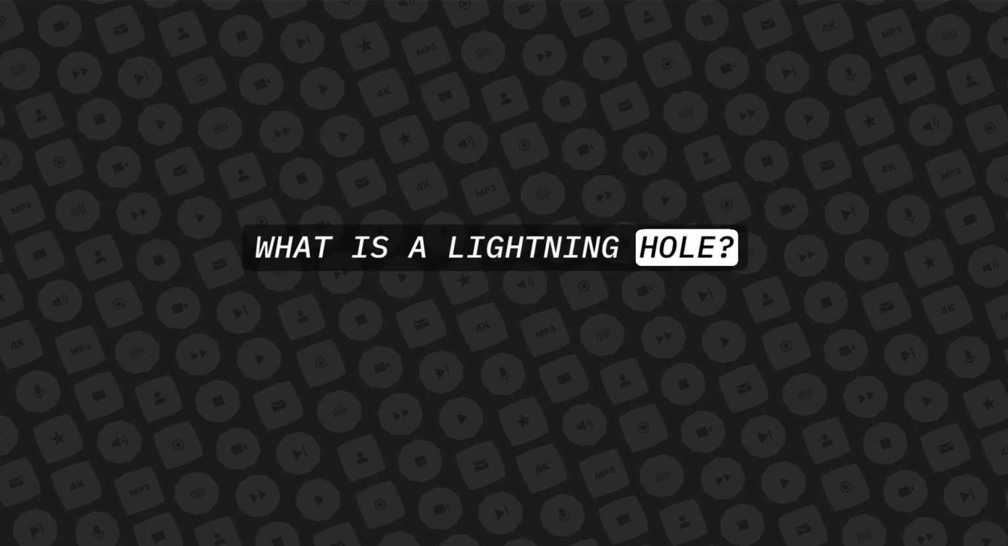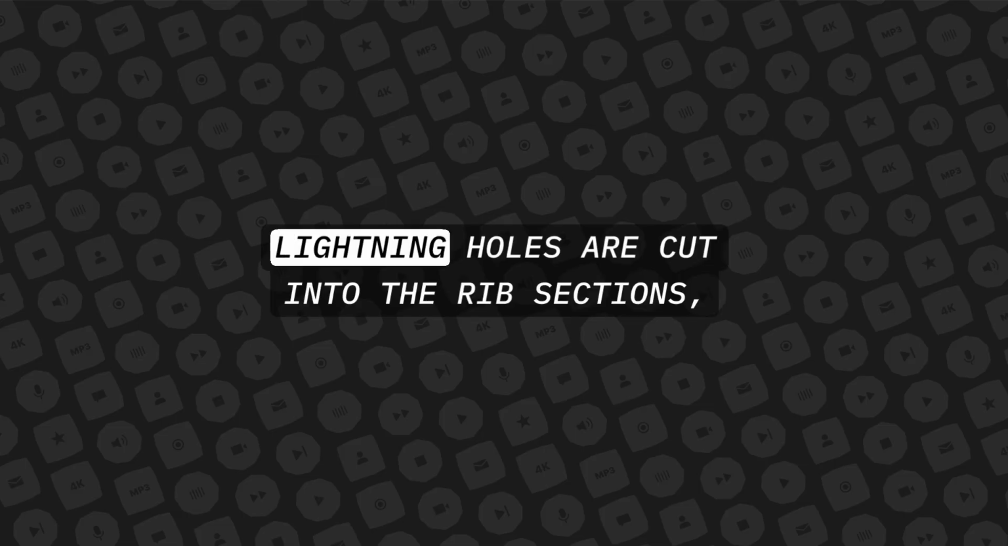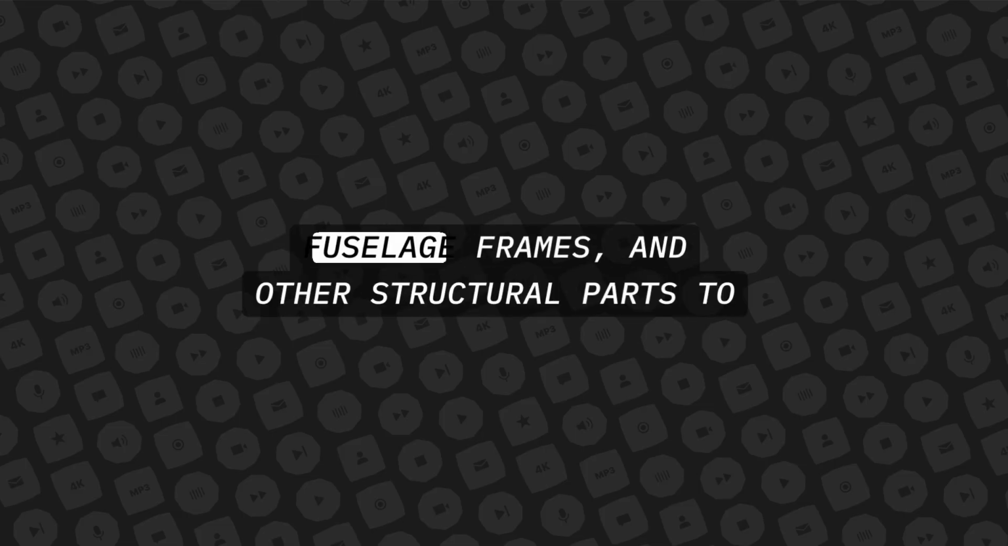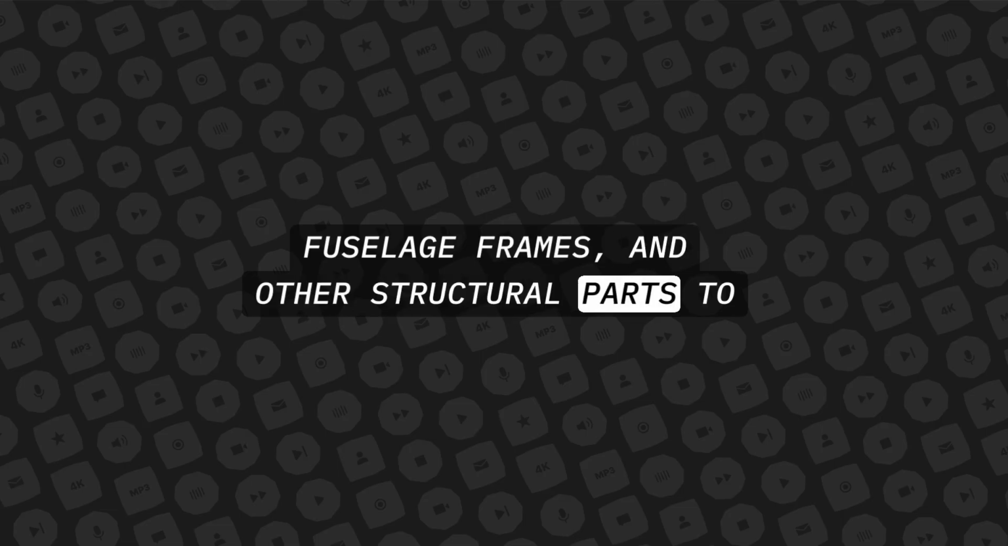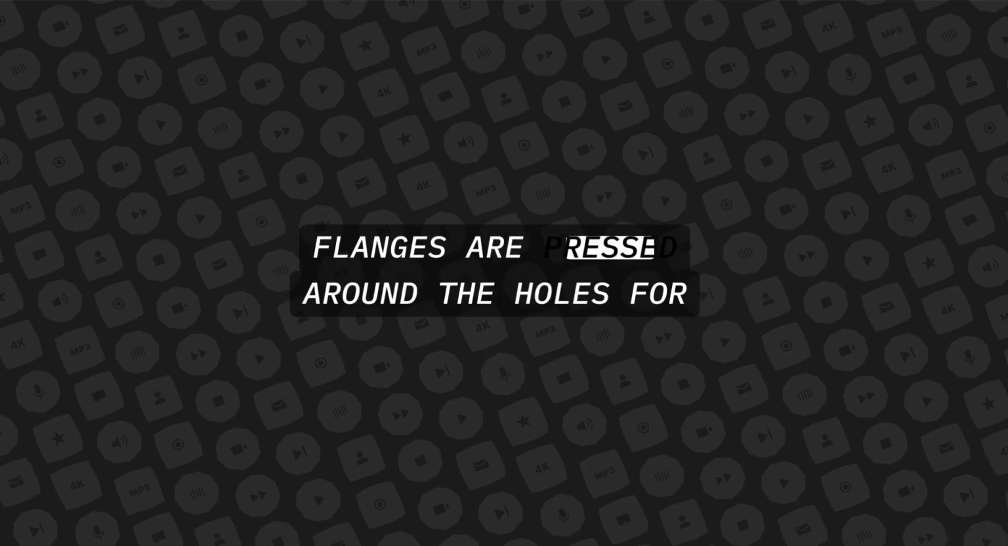What is a lightning hole? Lightning holes are cut into the rib sections, fuselage frames, and other structural parts to decrease weight. Flanges are pressed around the holes for strength.